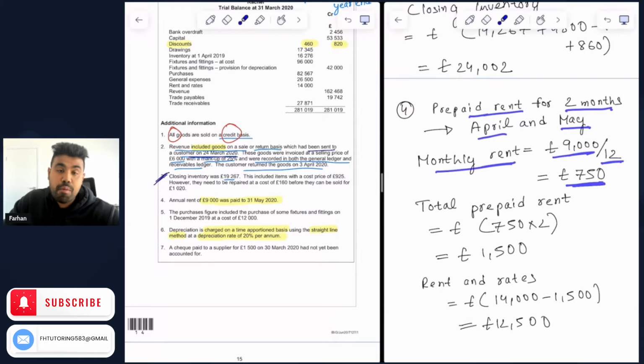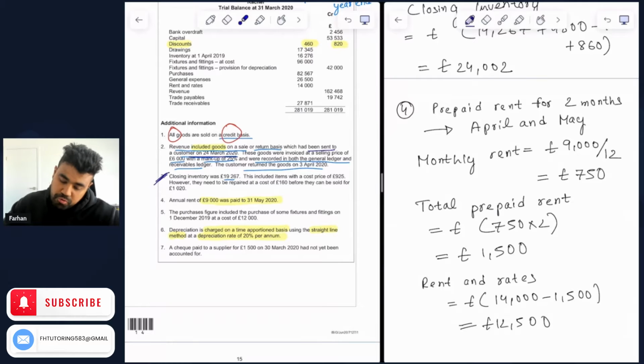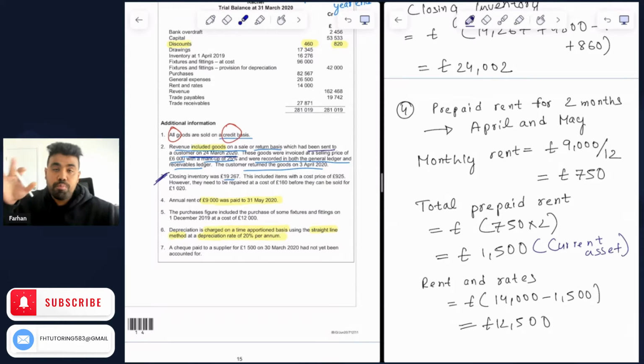Then we're going to use the monthly rent as a basis to calculate the total rent that has been prepaid for next financial year for the months of April and May. So we take £750 and multiply it by 2, since 2 months of rent were prepaid. And we get the total prepaid rent to be £1,500. Prepaid rent is also known as a current asset. So if you were preparing the balance sheet, under the current asset section you would include this £1,500 for prepaid rent, which relates to economic benefits that will be consumed in the next financial year.